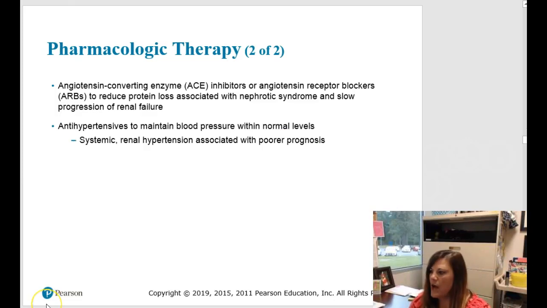Okay, so more pharmacological therapy, ACE inhibitors or angiotensin receptor blockers, ARBs. So ACE inhibitors or ARBs are used to reduce protein loss with nephrotic syndrome and to hopefully try to slow the progression of renal failure, and antihypertensives to maintain blood pressure within normal levels. Sorry, I can't speak today. And if they have systemic renal hypertension, that's associated with a poorer prognosis. Okay, so moving right along.